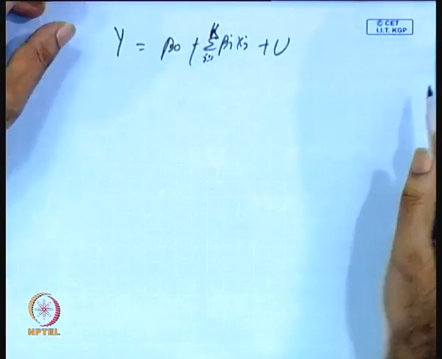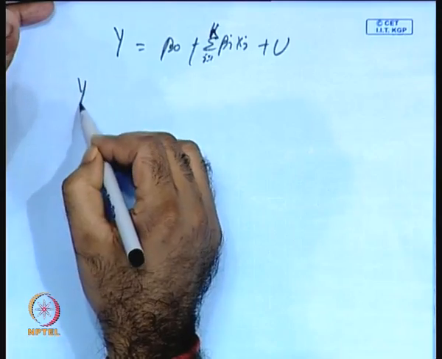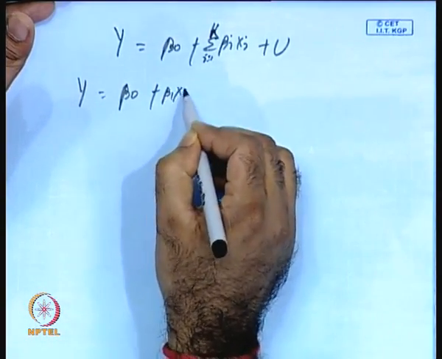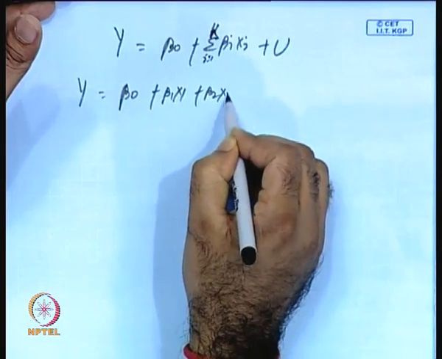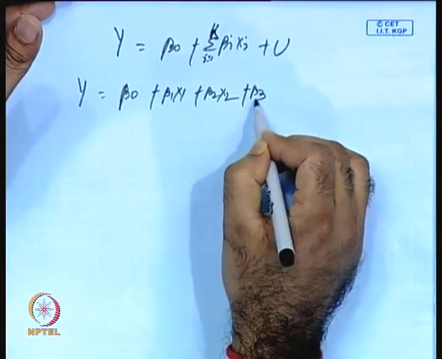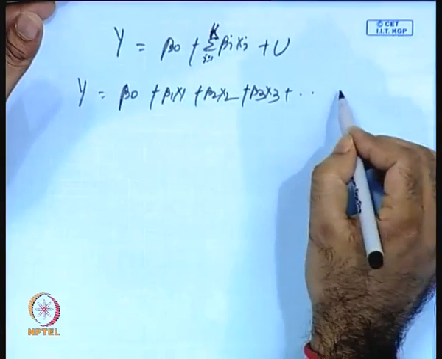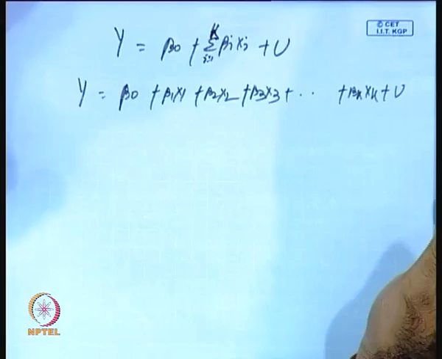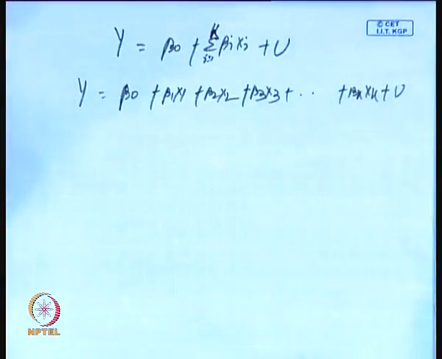What we have to do is simplify this. So, this is equal to beta 0 plus beta 1 x 1 plus beta 2 x 2 plus beta 3 x 3 and so on up to beta k x k plus u. This is the basic format of multivariate modeling.